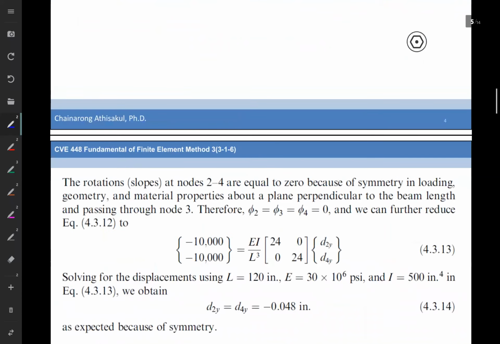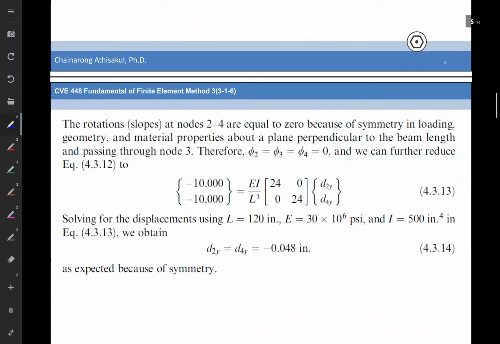Okay, but if we have to solve it by hand, we may have to use some mathematical technique in order to reduce the system of equations. After we reduce the system of equations, we obtain that the equation is reduced to just 2 by 2 like this. And after we solve, we obtain the displacement at node number 2 and number 4 is equivalent. The negative sign represents that the displacement is downward.